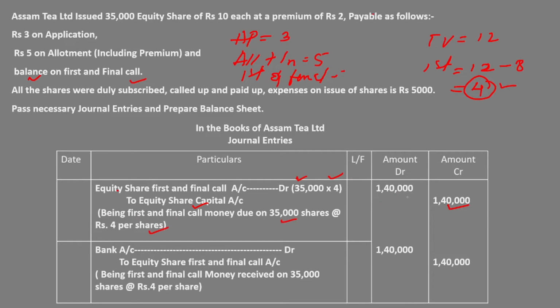When the amount due is received, for this your journal will be bank account debited to equity share first and final call, and the amount will be the same, that is 1,40,000. Narration: being first and final call money received on 35,000 shares at the rate of rupees 4 per share.